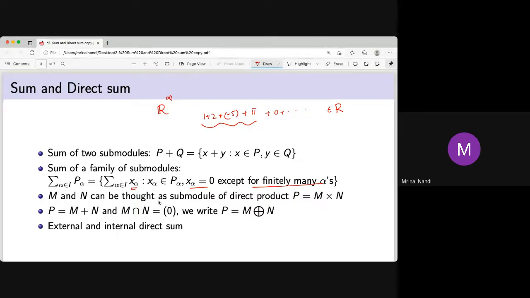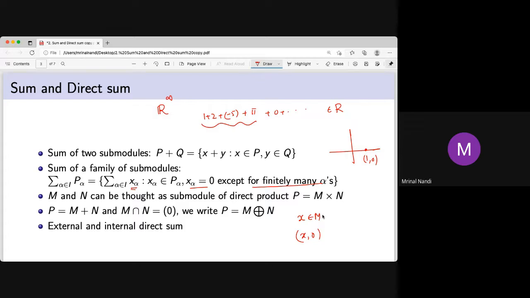Now M and N can be thought of as submodules. How can M and N be thought of as submodules of the product? Because M has only one element, but in the product it's a coordinate system. Yes, you can do this. Any element x, you can just think of as x comma 0. Like I said, a one-dimensional point is 1, but in two dimensions, 1 is the same as 1 comma 0. So is 1 the same as 1 comma 0?